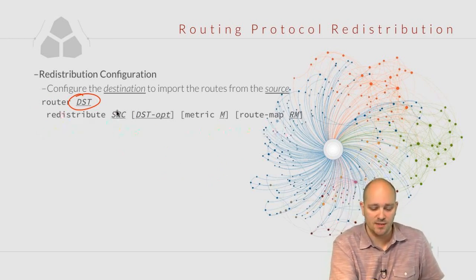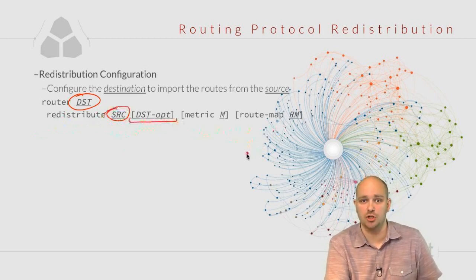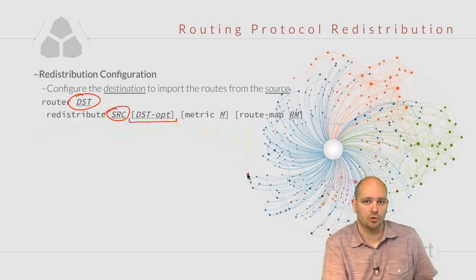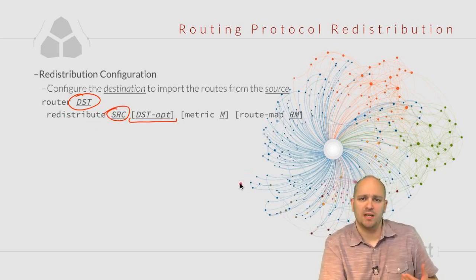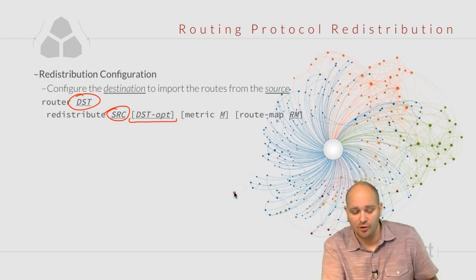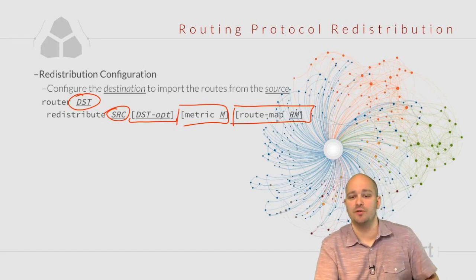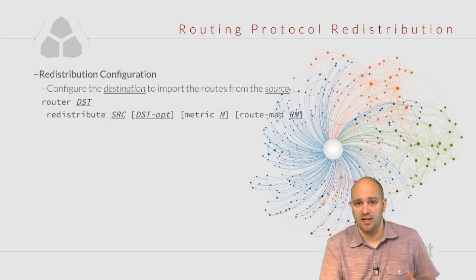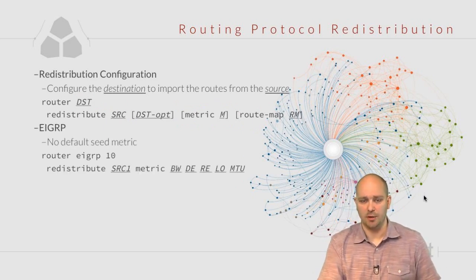So we are going to say redistribute routes from the source. We are going to have some destination options in the case of some protocols that have specific options. For example, with OSPF, we can specify whether we want to redistribute the subnets of the classful networks, which is something that I highly recommend you get in the habit of doing. And then we can specify the metric, and if we want to selectively redistribute the routes, we would use the route map.